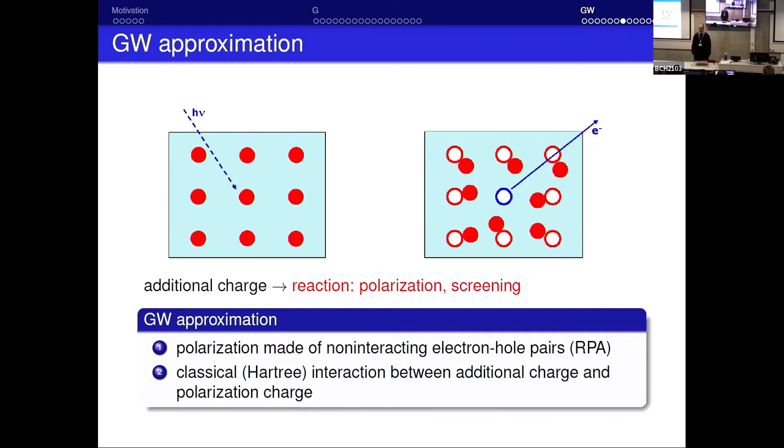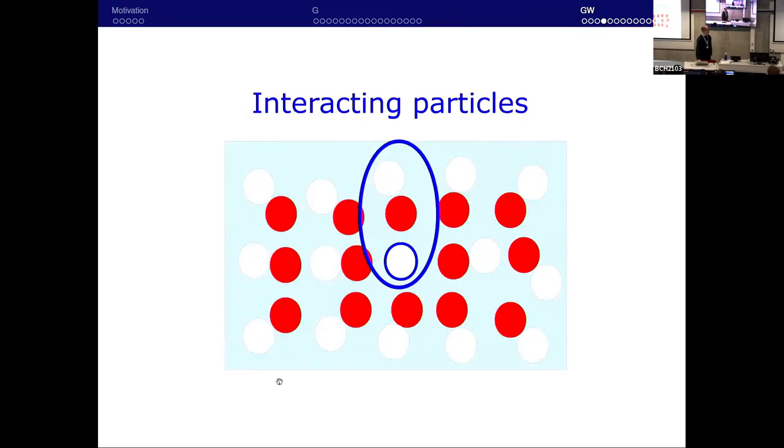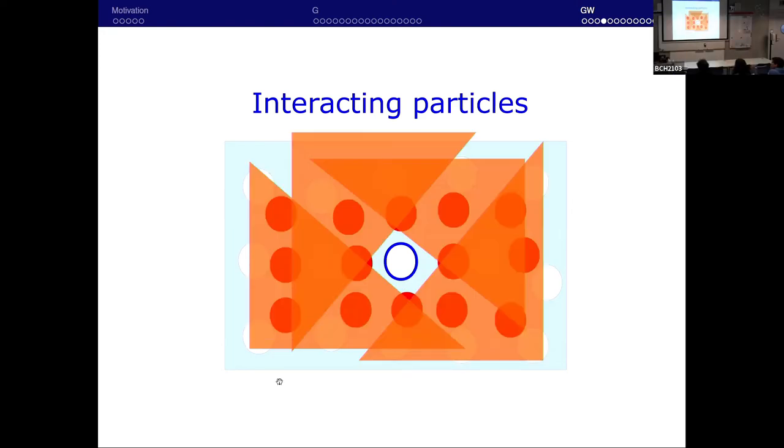And this is a correlation effect, okay? What I'm telling you is that in the GW approximation, we just take into account the variation of the Hartree potential. We don't take into account the variation of the exchange correlation potential, that would be the self energy. Okay. So we take a classical picture of the interaction between the additional charge and the polarization charge that has been created. And this corresponds to this step that we have made here between this description in terms of interactions between single particles and this description in terms of change of just the average electron density in the material.